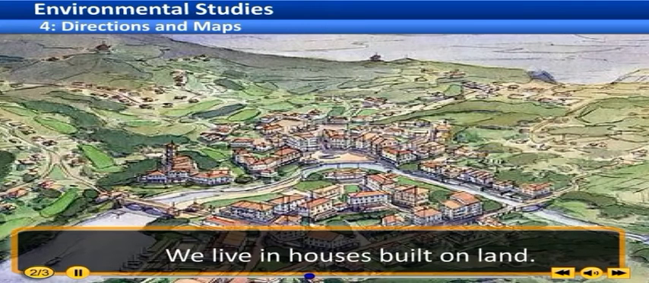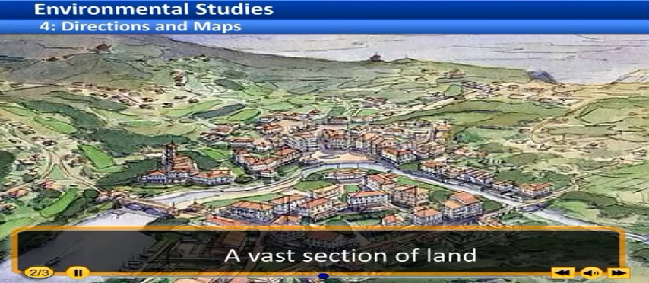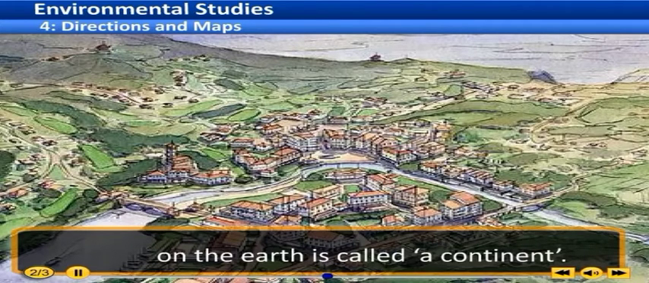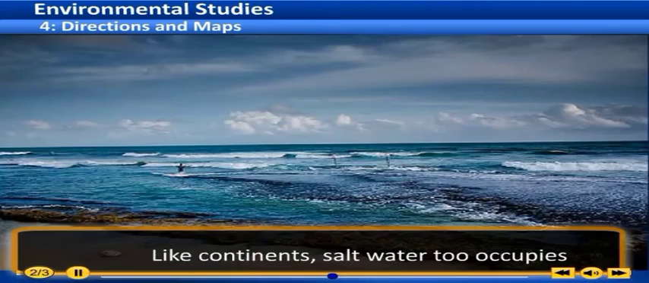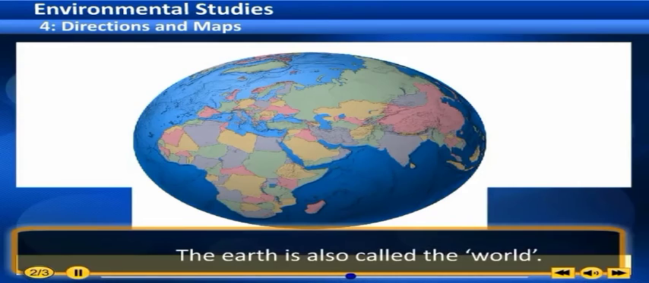We live in houses built on land. The land is spread far and wide. A vast section of land on the earth is called a continent. Like continents, salt water too occupies the surface of the earth. This part is called ocean. The earth is also called the world.